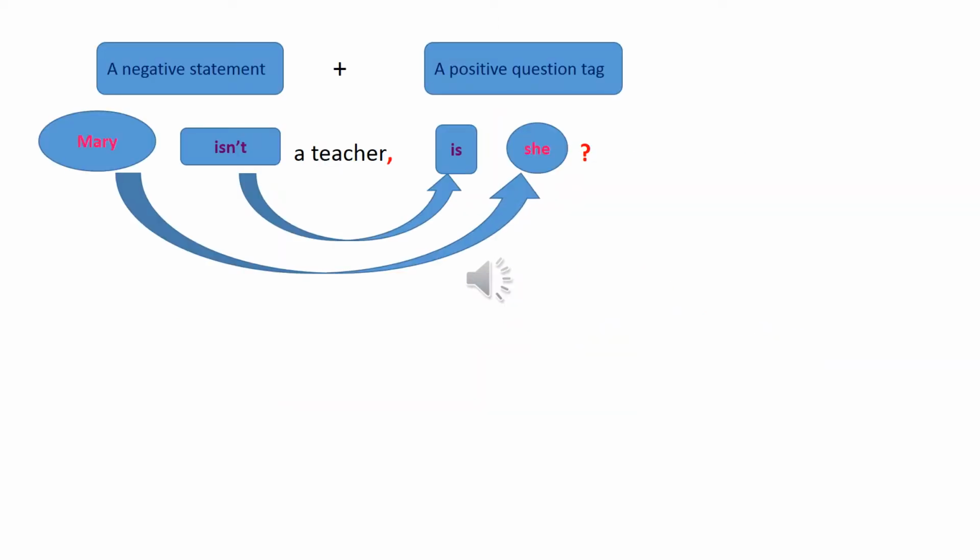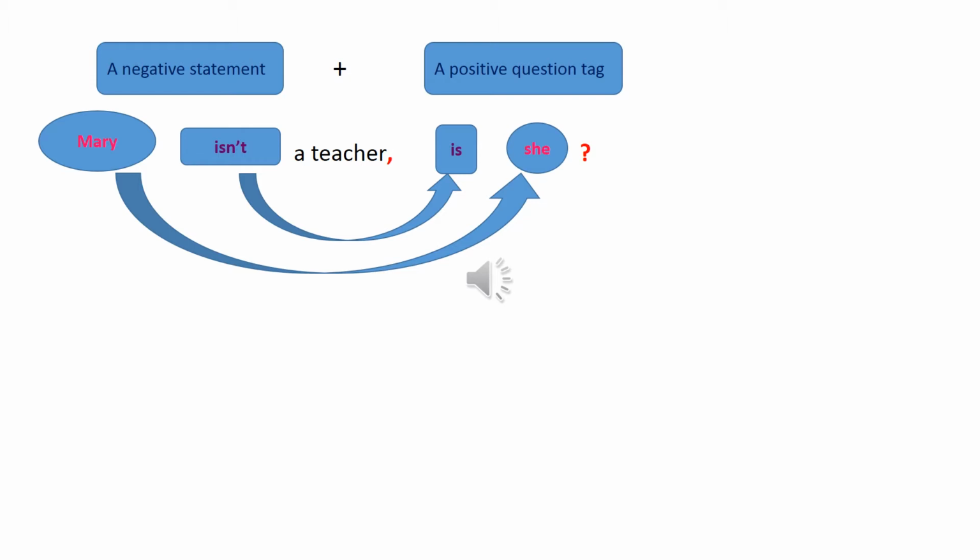Now we have another example here, as you see. Mary is not a teacher, is she? The statement here, Mary is not a teacher, is negative because we have negation, or not. So the statement is negative. Is she? It is the question tag.